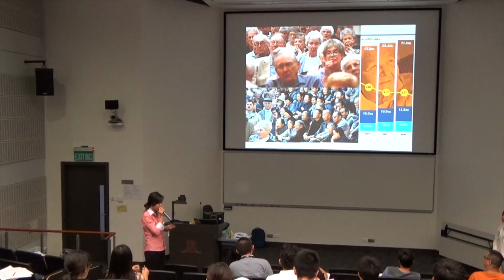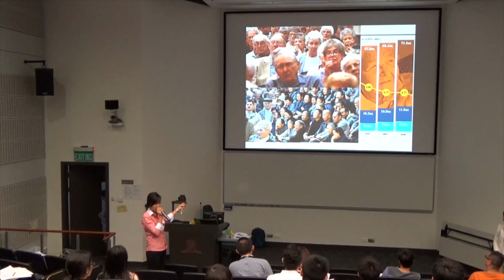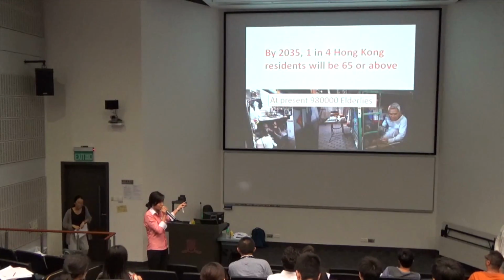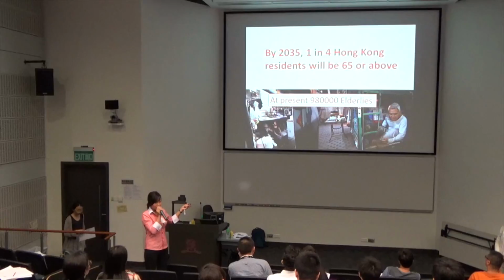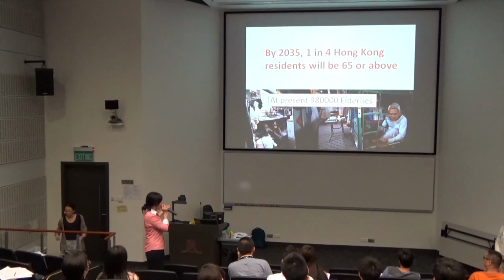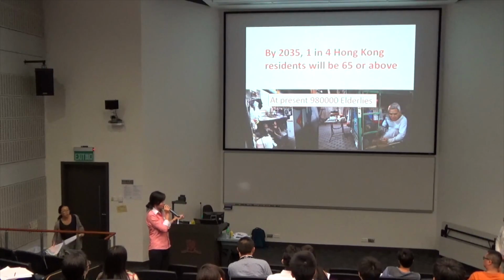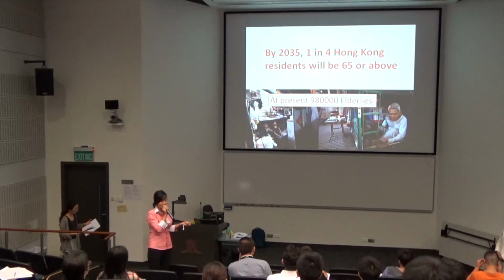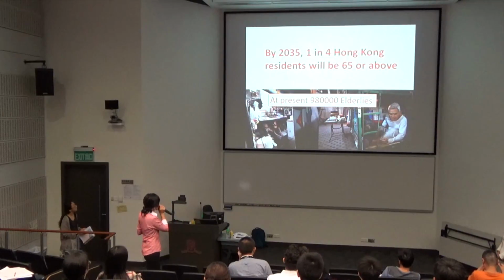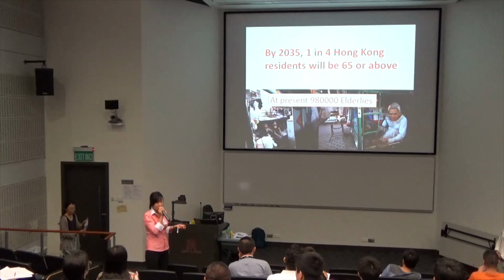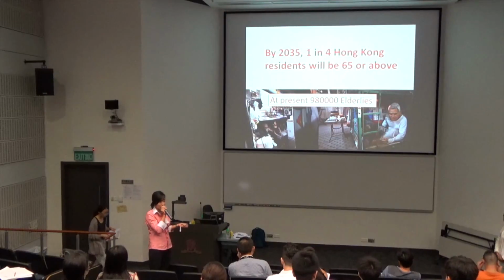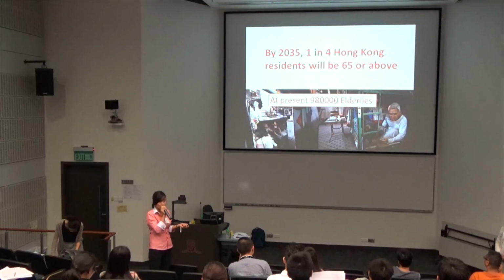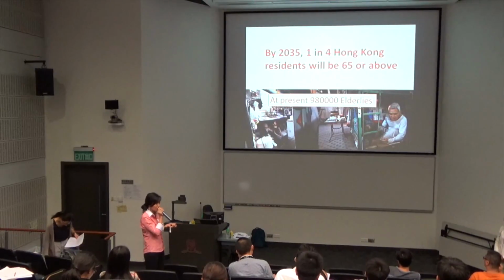So how many of you know about some figures, some projection about the alarming elderly problem? In 2035, 1 in 4 Hong Kong residents will be elderly, aged 65 or above. At present, there are almost 1 million elders in Hong Kong, and 20 to 30,000 of these elderly are living in poverty.